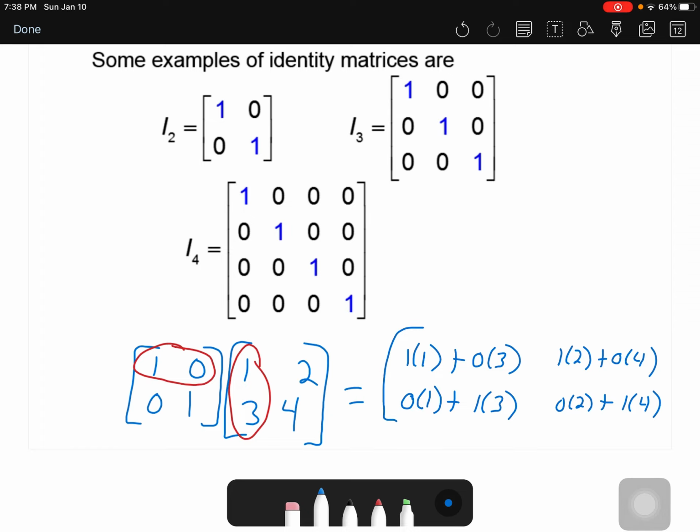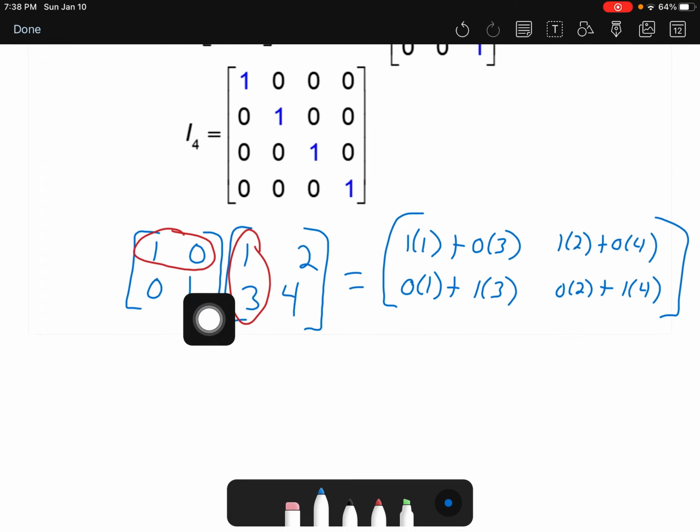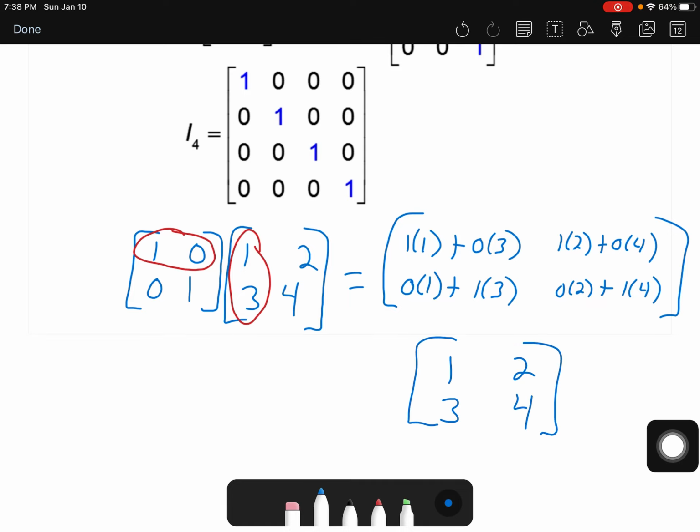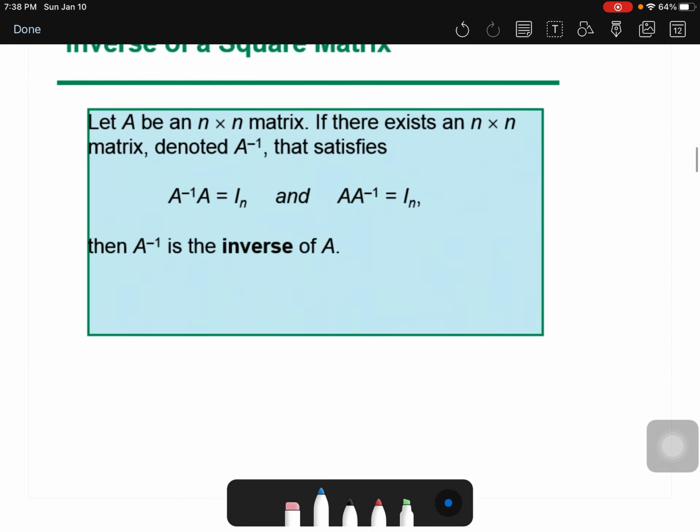And what you're going to see happening here is that the 0s and 1s are placed in positions so that I'm just going to get these same numbers back, 1, 2, 3, 4. So this will be 1 plus 0, so I get 1 for the first element. In the next spot, this will be 2 plus 0, so I get 2. Then 0 plus 3, and 0 plus 4. So that demonstrates how the identity matrix works. You just get the same matrix back again.